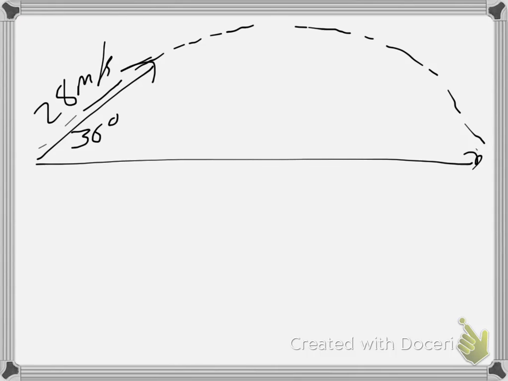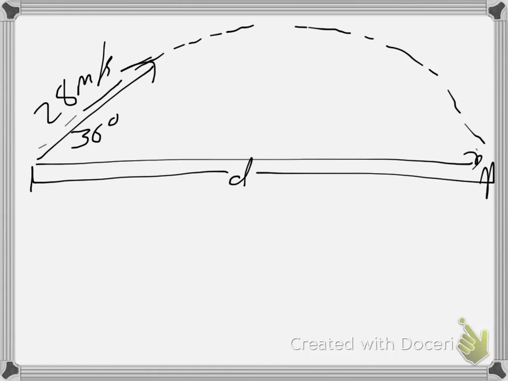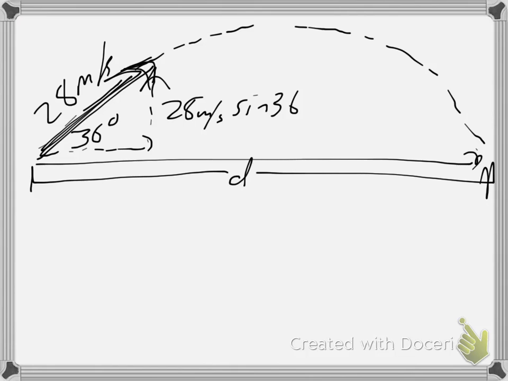And what you're asked to find out in this question is what is d, where the d is the distance between where it began and where it fell on the ground. So first thing we need to do here is to split this 28 meters per second vector into its horizontal and vertical components. Well, the vertical component is going to be opposite, so it will be 28 meters per second times the sine of 36, while the horizontal will be 28 times the cosine of 36. And you'll take these values and you'll do both vertical and horizontal kinematics with them.